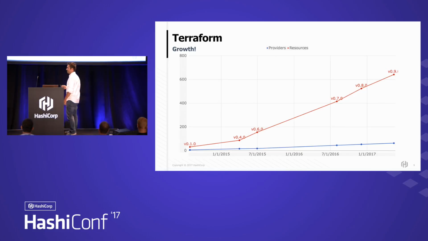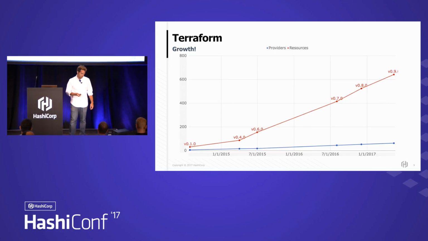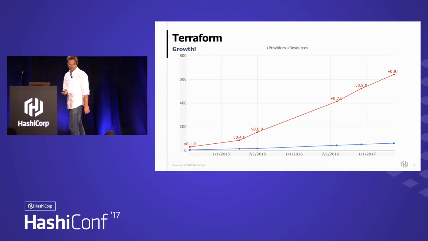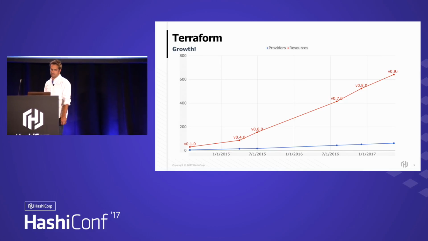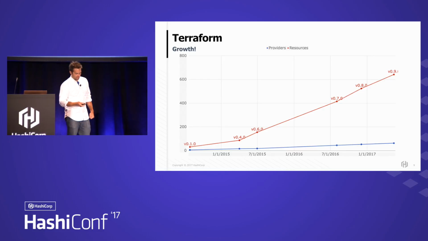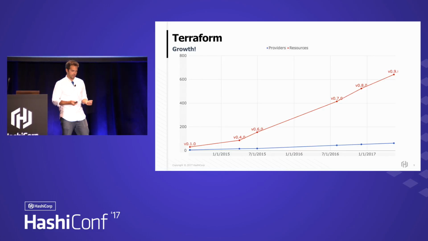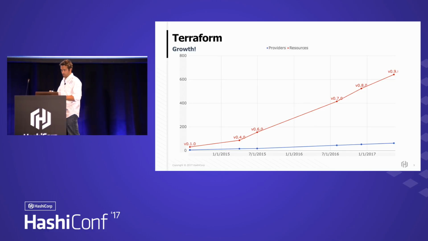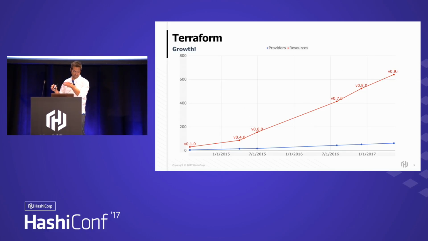At 0.9, I think we had over 600 supported resources. And I don't think that includes data sources at all. So this speaks really well to Terraform's extensibility in that it's very easy to add these things. By having Terraform core focus on what it needs to and Terraform providers having a flexible, well-defined architecture there, it's really easy to add on more resources and more providers.